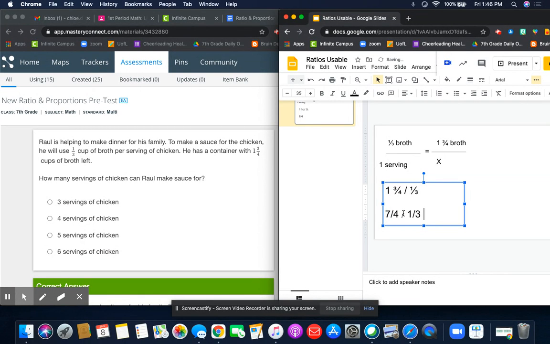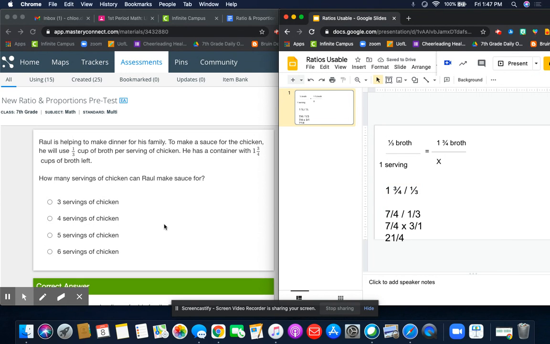Now that looks a little bit better, but we know when we divide fractions, we keep, switch, flip. We keep this the same, change divide to multiply, and flip that into the reciprocal. When we multiply fractions, we multiply numerator times numerator, denominator times denominator. We end up with 21/4. All of this is correct so far. However, I don't see 21/4 as an answer choice, so we need to simplify this fraction down.